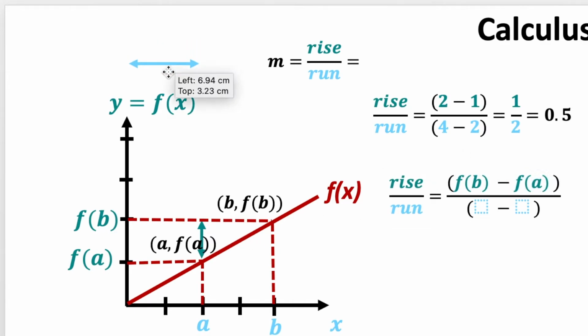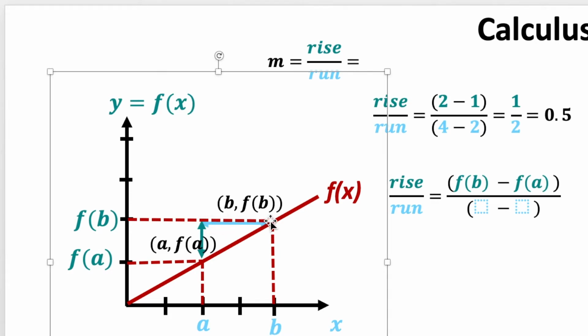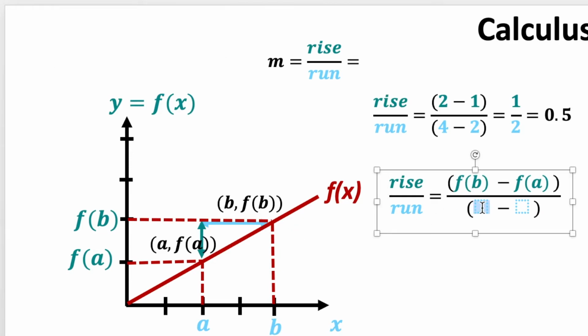And then for the run part, we can have the same thing. So the run part is basically moving only in the x direction. And for this, we have the larger value minus the smaller value. So we have the entire length here minus this length here, which will give us the difference between the two. So our difference here in run will be b minus a. So b minus a here.